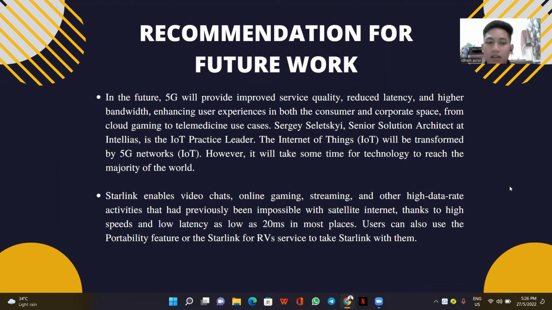Last, Starlink also enables video chats, online gaming, streaming, and other high data rate activities that had previously been impossible with satellite internet, with high speeds and latency as low as 20 milliseconds in most places. Users can also use the portability feature of Starlink for RVs to take Starlink with them.